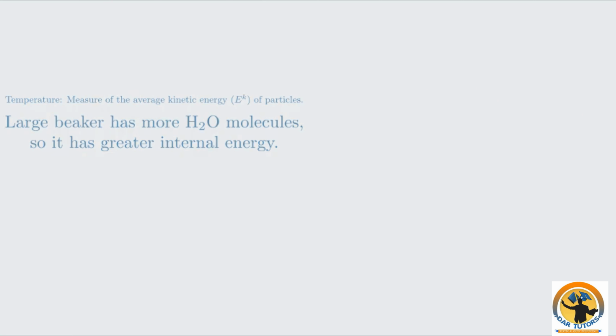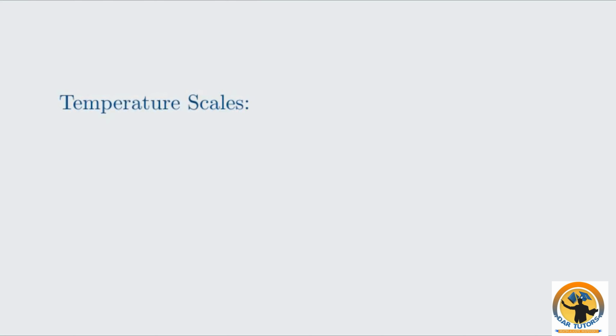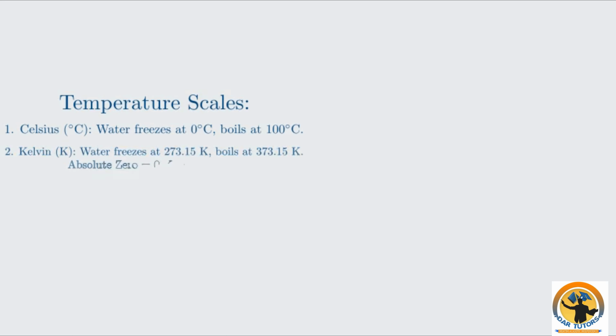Finally, we need to be familiar with the 2 main temperature scales in chemistry. First, the Celsius scale, which you are likely already familiar with. On this scale, water freezes at 0 degrees Celsius and boils at 100 degrees Celsius. Second, the Kelvin scale, which is the absolute or thermodynamic temperature scale and the SI unit for temperature.